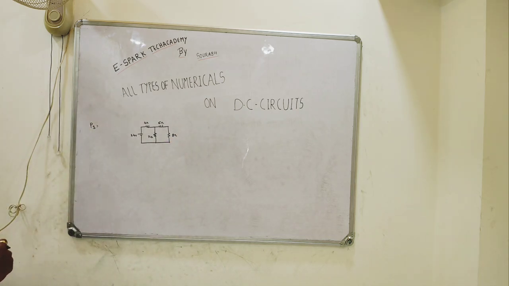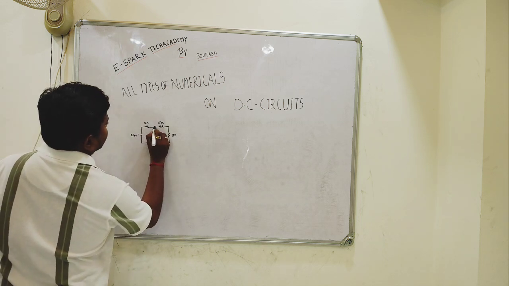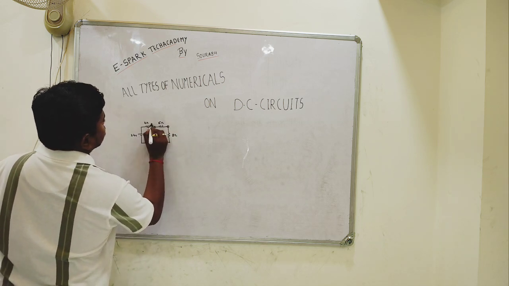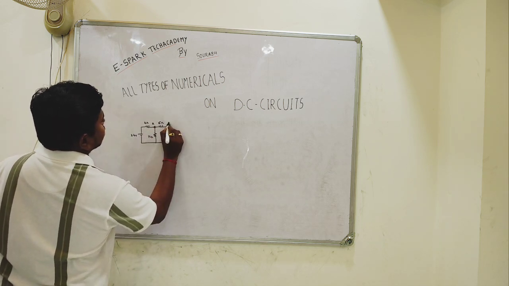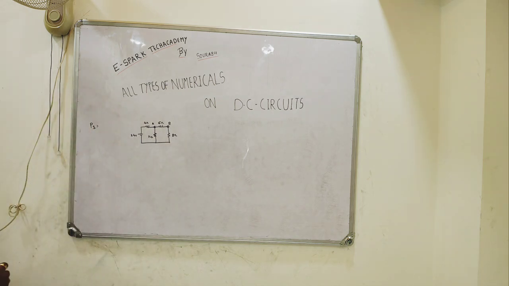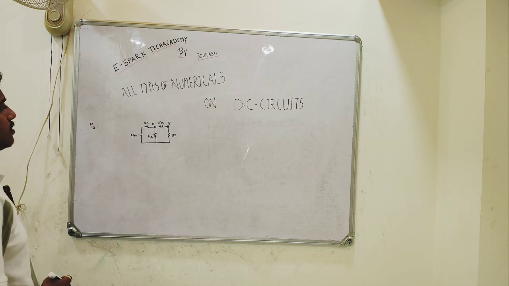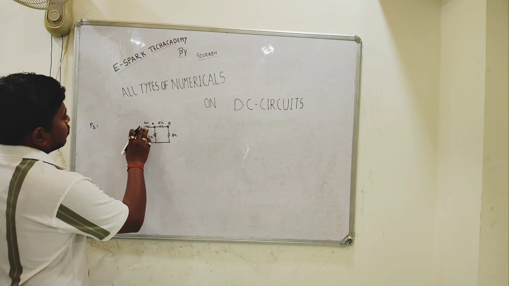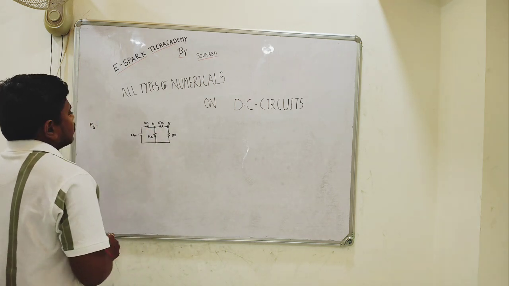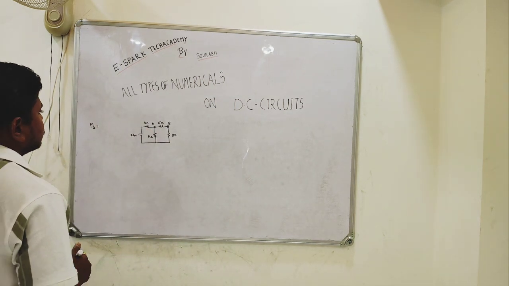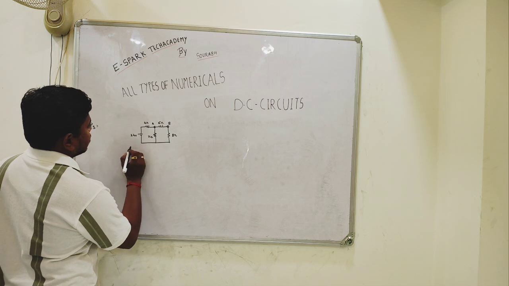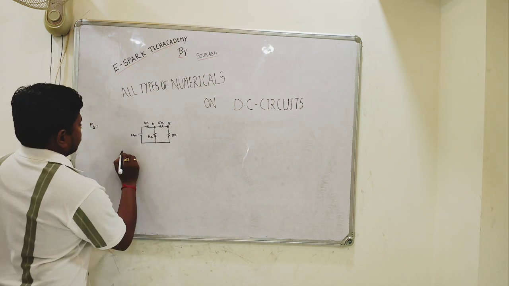Now we have to first mark the nodes A and B. Now what you will be doing is you have to calculate the KCL. By using KCL we will calculate for node A and node B. Now what we have to do is just apply KCL at node A.